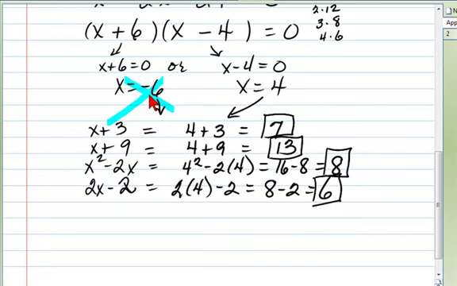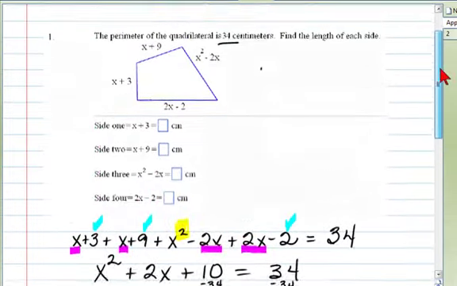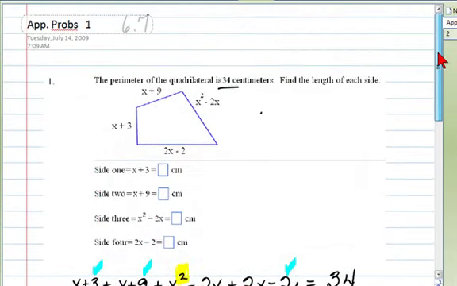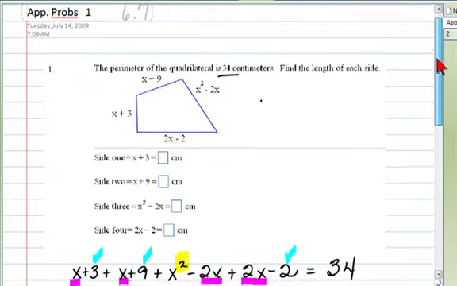Okay, the question was, could you possibly use both of them? The answer would be yes. You would get two sets of answers that both could give you that perimeter of 34. So yes, you could, but we didn't. Is everybody okay with this application problem? Concept of perimeter is what you needed.